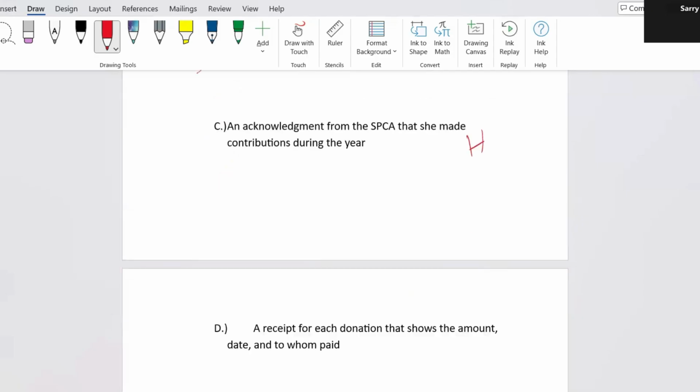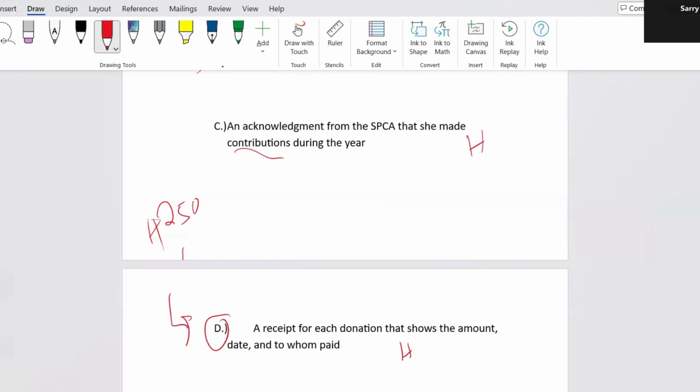An acknowledgement from the organization that she made those contributions. Okay, a receipt for the donation. Again, that seems correct, so it's between option C or option D. Now the rule is if it's under $250, then just the receipt alone would work. So that's the right answer. If it was over $250, then she would need an acknowledgement.